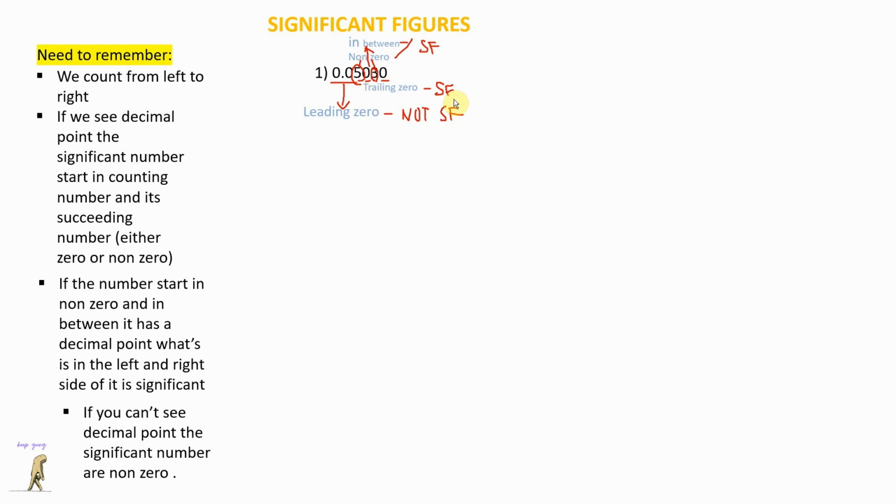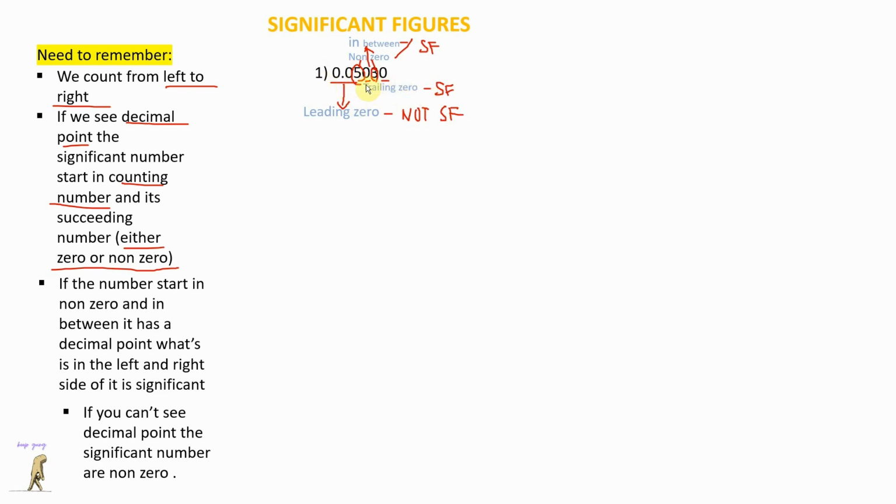So, we will show some considerations in order for us to know if the numbers are significant or not. Every time that we count significant numbers, we start from left to right. If we also see the decimal point, as we can see here, significant numbers start counting from the counting numbers, or natural numbers, 1, 2, 3, and so on. To sum up, it is what we call non-zero, and its succeeding numbers are also considered significant, either 0 or non-zero. That's why we consider the in-between 0 and the trailing 0 as significant.